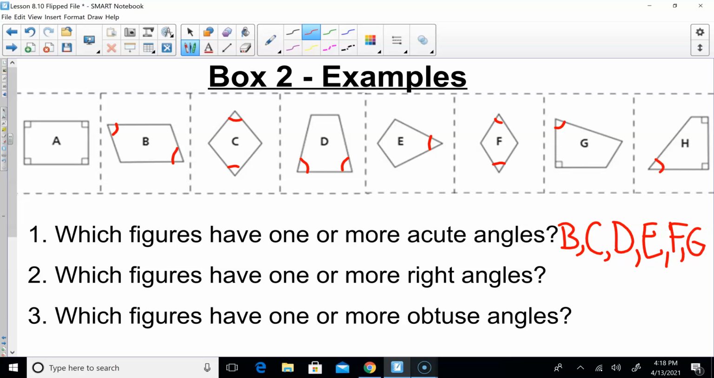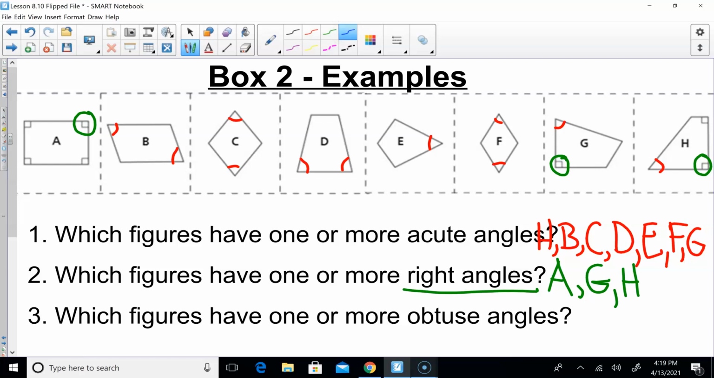I ran out of real estate, so I'll have to put H over here. Notice there are a lot of figures that have one or more acute angles. Now let's see which ones have right angles in our green right here. Right angles we know are easily identified by these little squares in the corner. A looks like it has right angles, and G has right angles, so we got A and G. And I almost forgot that one, H also has some right angles.